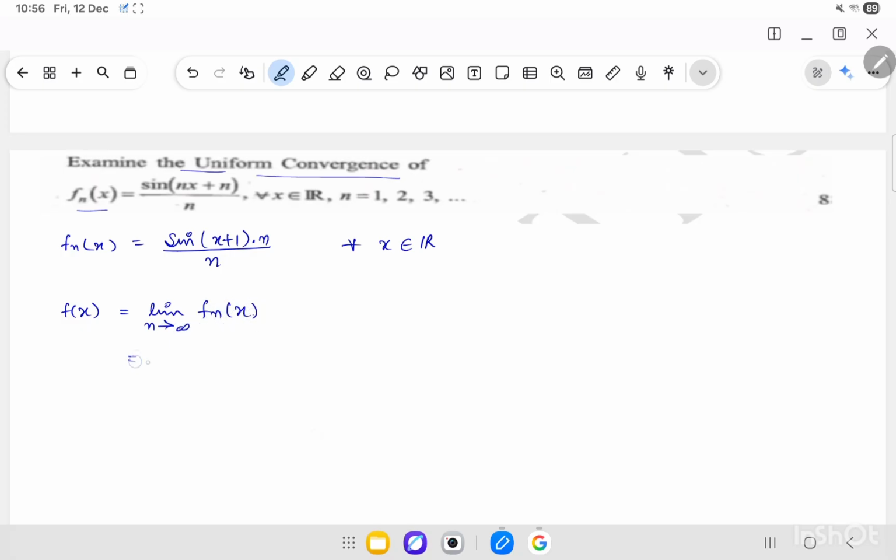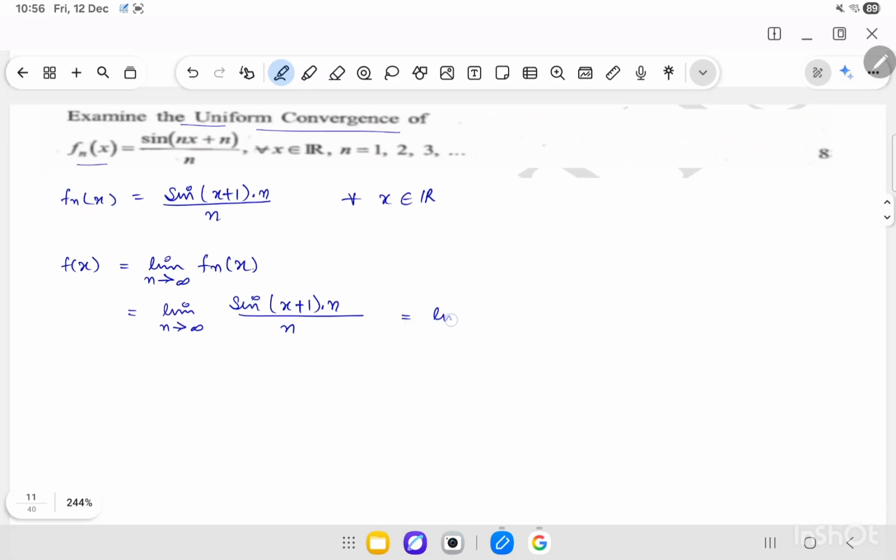equal to the limit as n approaches infinity of sin((x+1)n)/n, and you can easily evaluate it. It will be equal to 0, because as n approaches infinity, 1/n approaches 0, and the term in the numerator will always be a finite quantity.